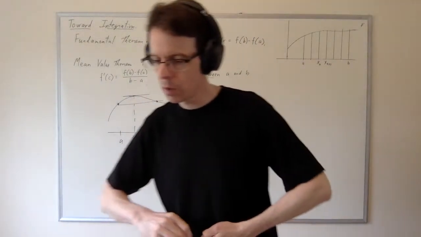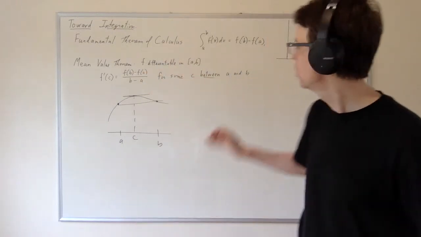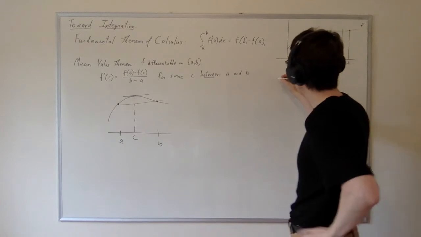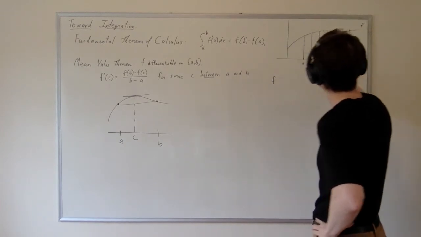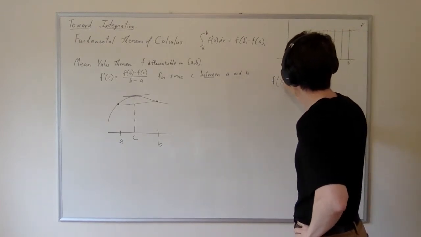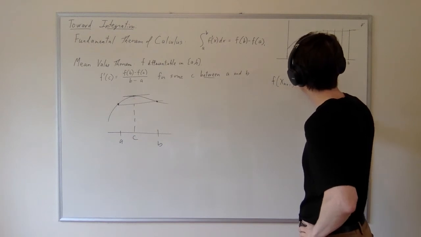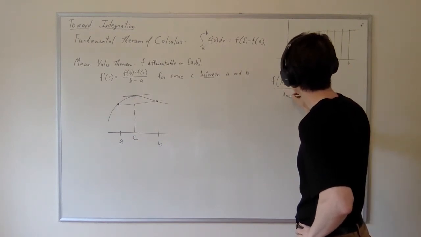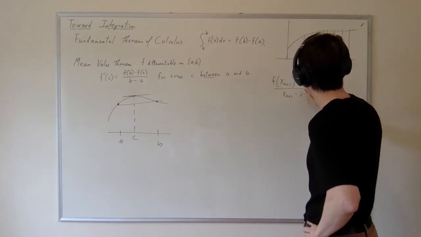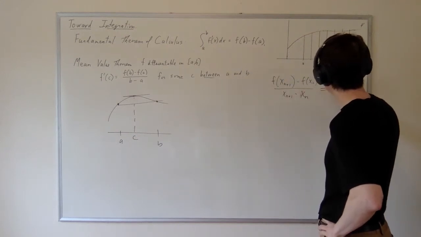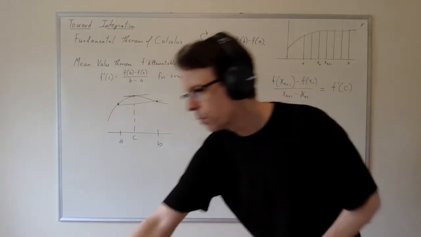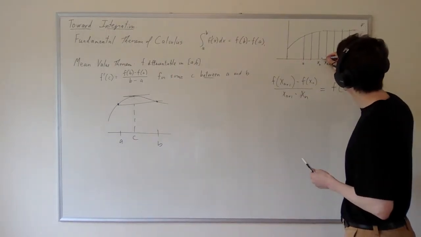So why is the mean value theorem important for proving the fundamental theorem of calculus? Well, when we perform the integral, we're effectively breaking this integral up into segments and approximating them by rectangles. And the mean value theorem comes into play because when we analyze each segment, we get an equation like this: f of x_{n+1} minus f of x_n divided by x_{n+1} minus x_n is equal to f prime of c for some value of c which is in between.